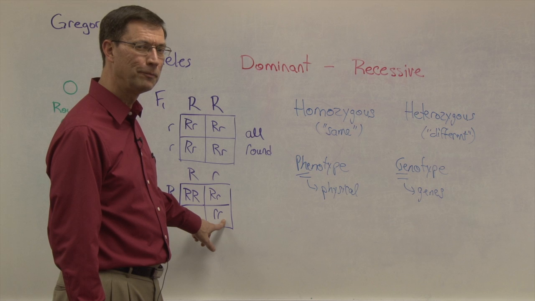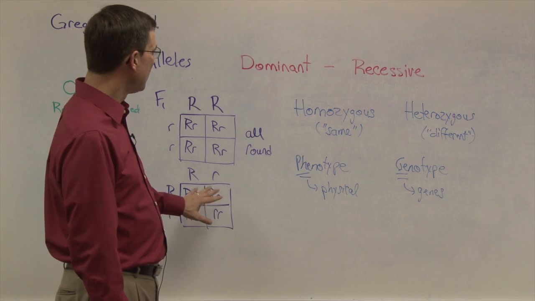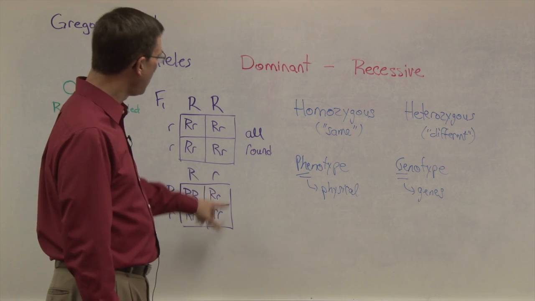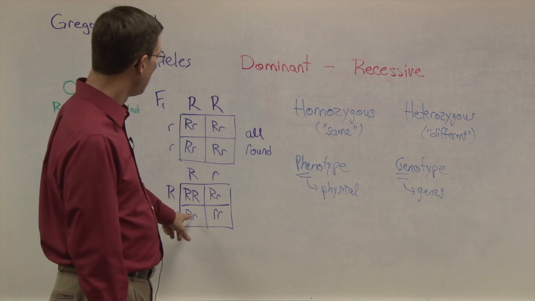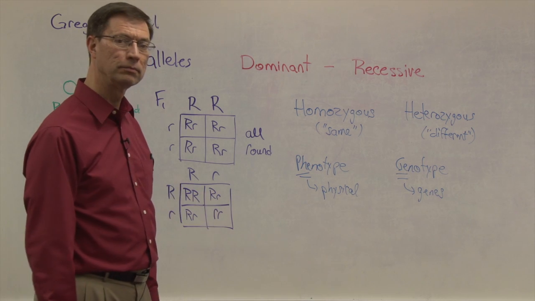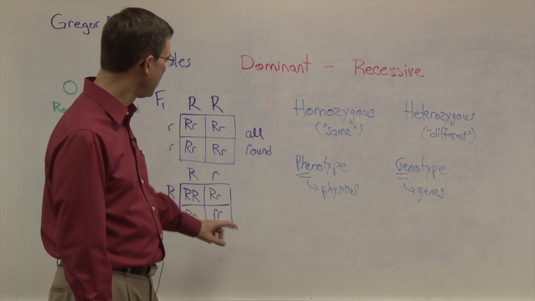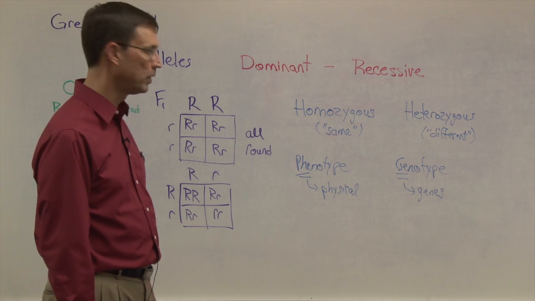Are you following me? How many of these offspring, what percentage of them are round? 1, 2, 3 will appear round. Only 25% will appear wrinkled.